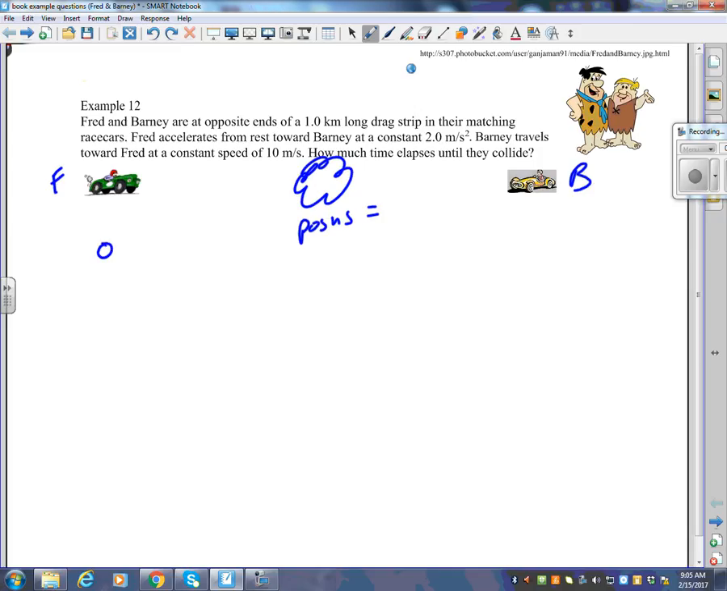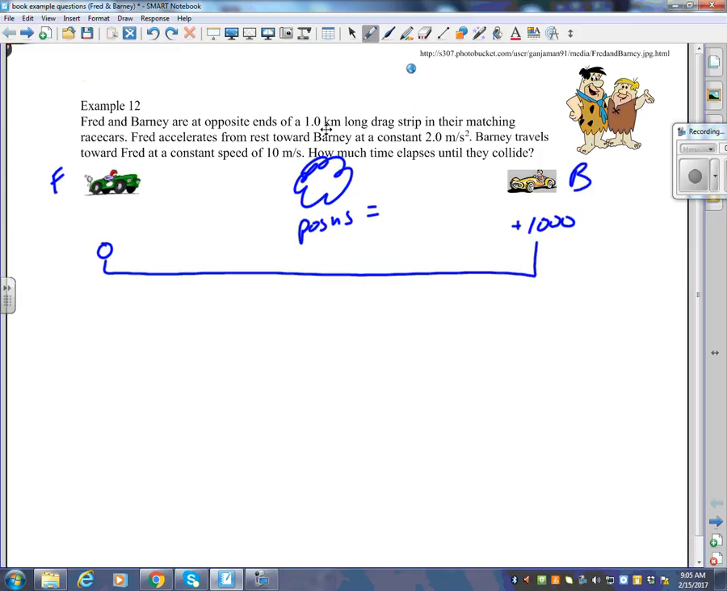Sure, why not? But that means then that Barney way over here, he's at position 1 kilometer. But you probably have a feeling that should be in meters, right? So let's assign Barney the position of plus 1,000 to begin with. Everybody with me so far?